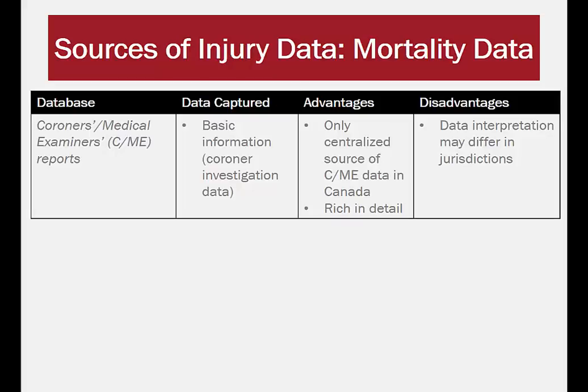Coroners'/medical examiners' reports. Each province is responsible to investigate the deaths of the individuals who reside in those provinces. Data that is obtained from these reports includes the cause of death, defined as the disease or injury that initiates the chain of events ending in death, and the manner of death, defined as the means by which the death occurred, for example, natural, accident, suicide, homicide, or undetermined.